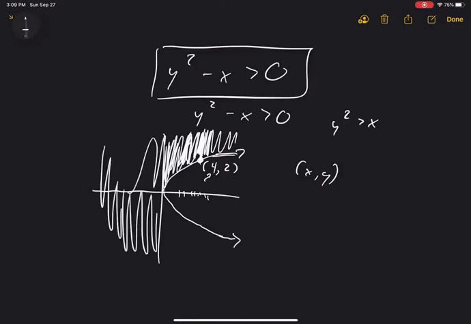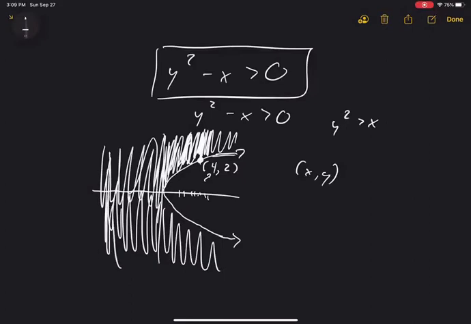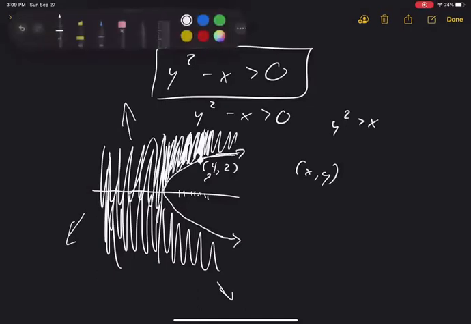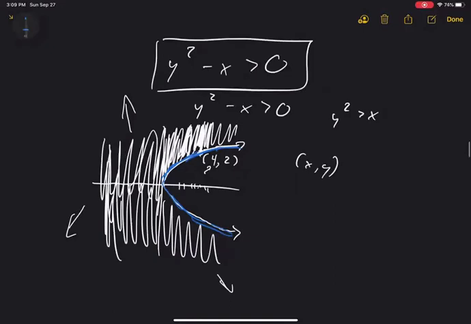Everything outside, going off to infinity in all directions. Just not inside the parabola. And not on this boundary either, right? We have a strict inequality, so I do not want to include the parabola itself either. So the white shaded region is my domain.